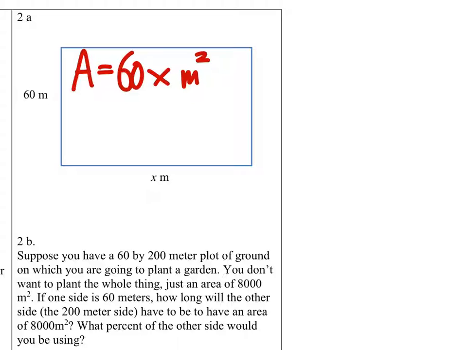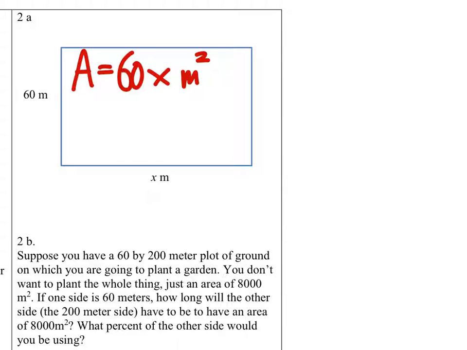That's this next part. Suppose you have a 60 by 200 meter plot of ground, 2B, on which you are going to plant a garden. You don't want to plant the whole thing, just an area of 8,000 meters squared. Now we know we're going to keep the one side 60 meters, but we've got to figure out how long the other one is going to be, which used to be a 200 meter side, right? But we want to have an area of 8,000 square meters on these. Then we'll look at the percentage on this, all right?